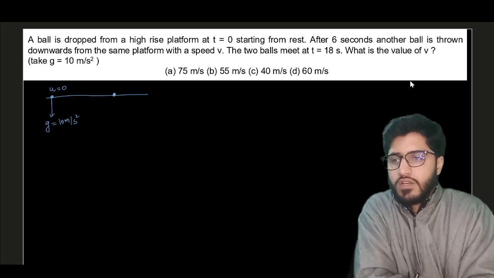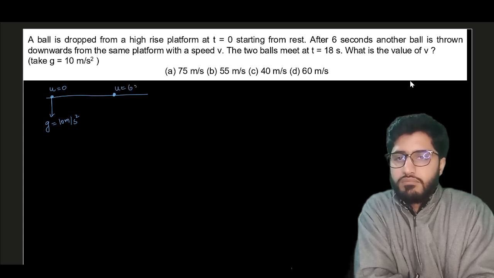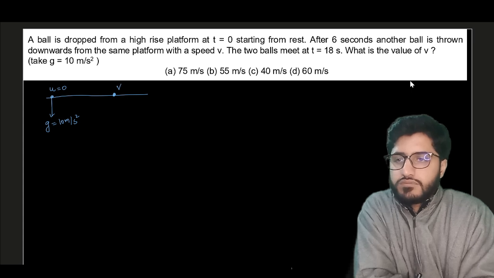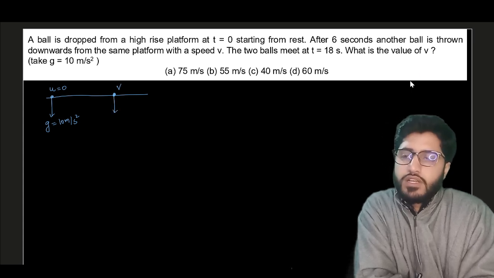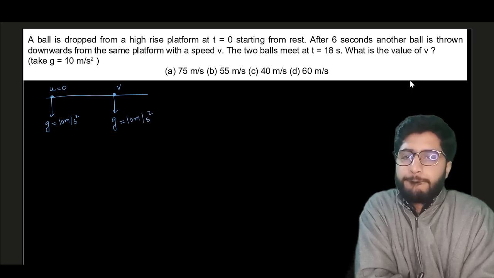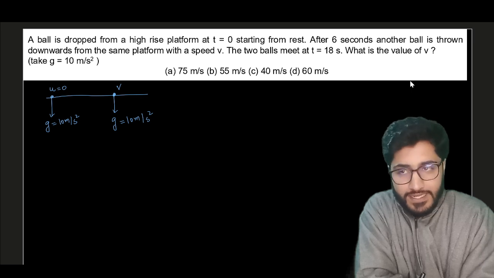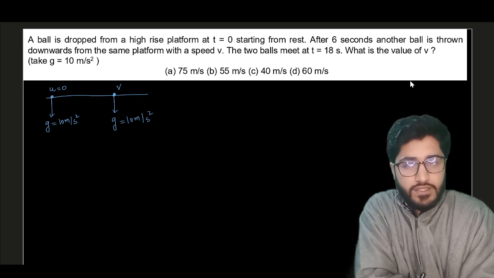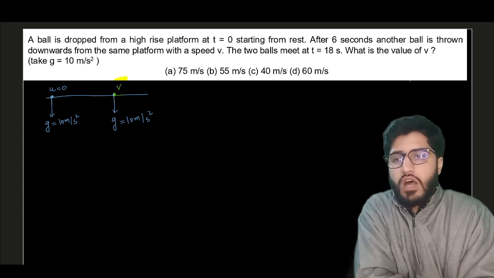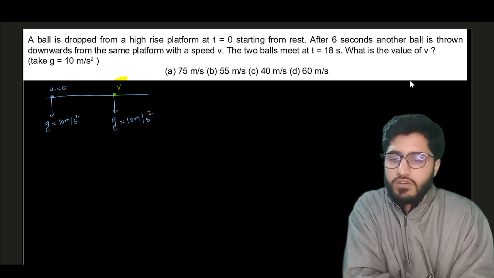So after 6 seconds, we have some velocity v given to it. Then it will also undergo motion under gravity, that is g equals 10 meters per second square. The two balls meet at t equals 18 seconds. That means after 18 seconds, these balls will collide with each other. So we have to find out this velocity v. How can we do it? We can use the equation to get the answer.